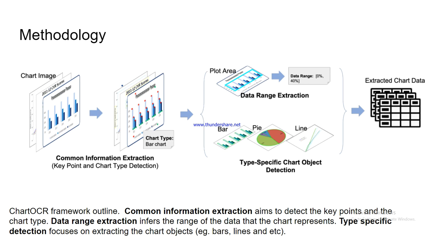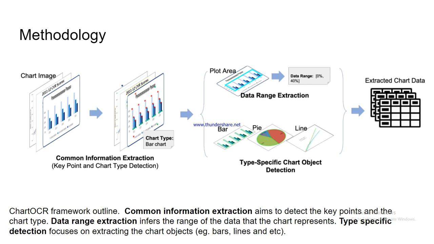For a line chart, the key point is the pivot point on the line. For a pie chart, the key points are the center point plus the intersection points on the arc, which help to segment the chart into multiple sectors. So that is the key point. In this phase, it finds the top left and bottom right key points for the bar chart.